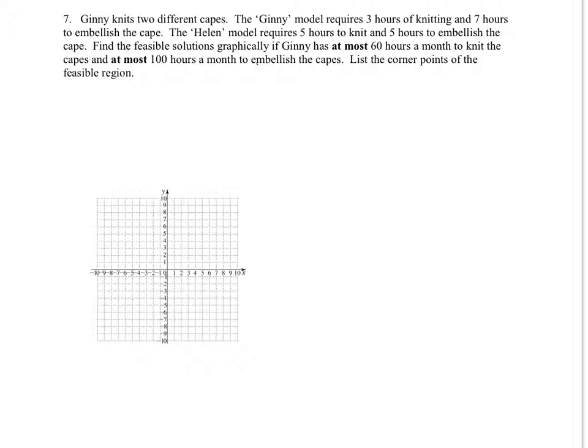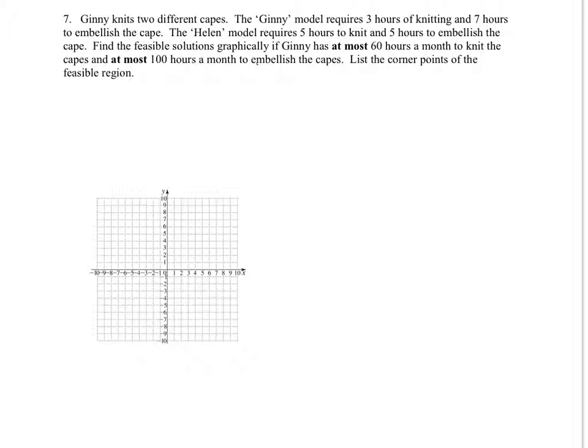On this last example, Jenny knits 2 different capes. Now, she's not very creative because she calls one of them the Jenny, and it requires 3 hours of knitting and 7 hours to embellish the cape. The Helen model requires 5 hours to knit and 5 hours to embellish the cape. So we're supposed to find the feasible solutions graphically.